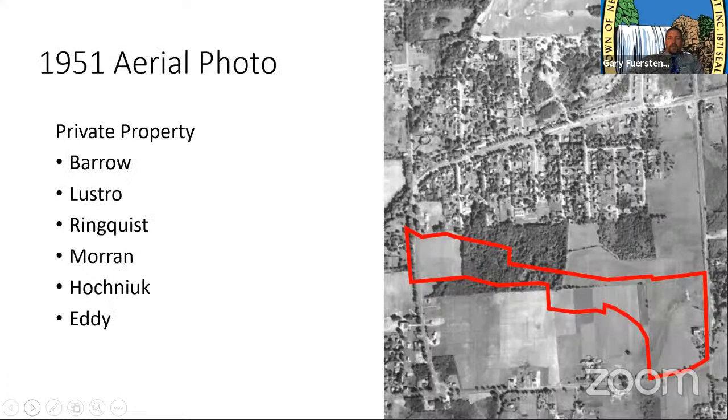Thanks, Heather. Here's the earliest aerial photograph that I have, 1951. The red area highlighted is the parcel that we're talking about. At this point, it's owned by about 6 different private property owners, and the land is used for agricultural purposes for the most part. Next slide.